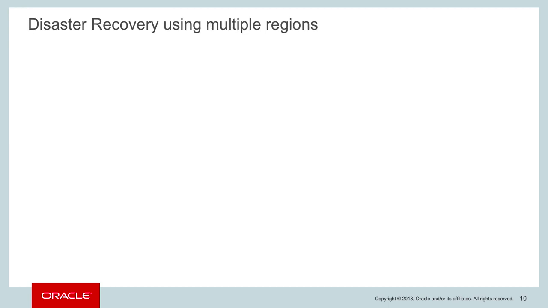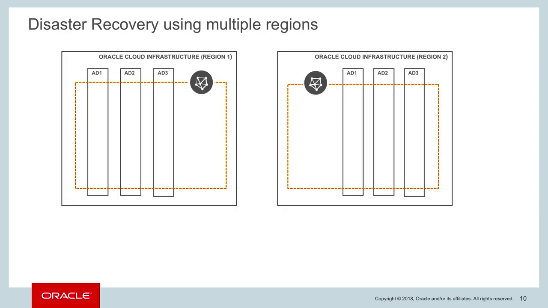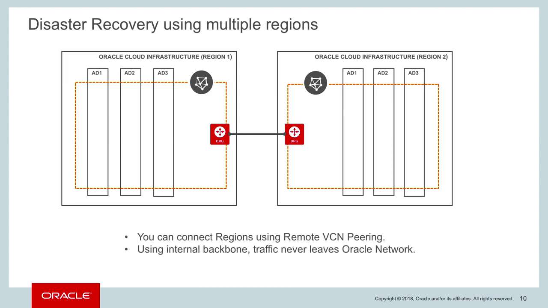As part of a disaster recovery plan, you can connect those regions using a feature called remote VCN peering, right? This allows your compute instances in different regions to talk to each other without the need of complex network configuration. With only the DRGs on each side of the region, you can connect those, and this is going to use the internal backbone, and the traffic never leaves the Oracle network. So it's the internal backbone that makes those communications possible.